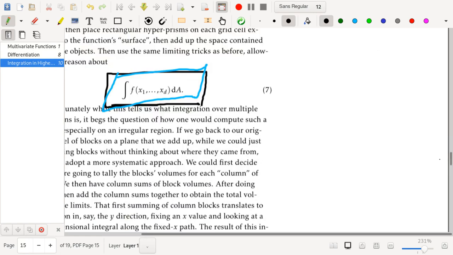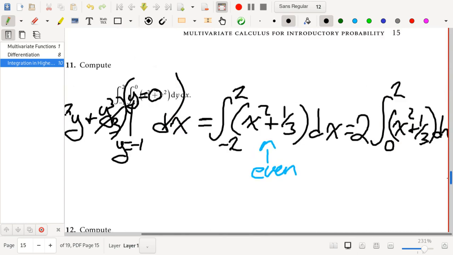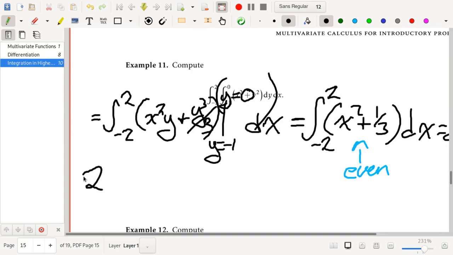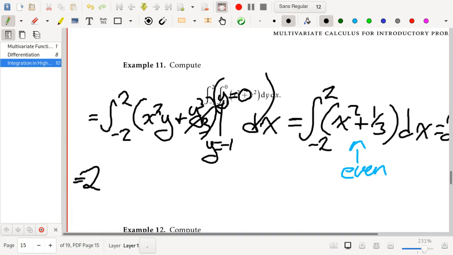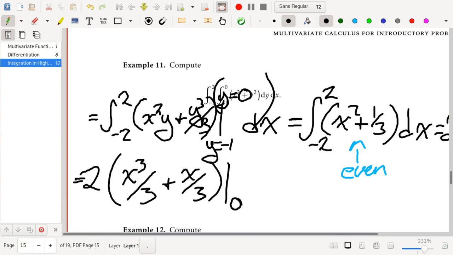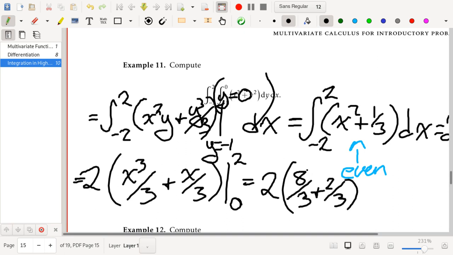Oops. Uh-oh. Go back. Okay, there we go. dx. And that's not too hard to do. So this is equal to 2 times x cubed over 3 plus x over 3, where x ranges from 0 to 2. Yeah, that's right. And that's going to be 2 times 8/3 plus 2/3, which is going to be 20/3.